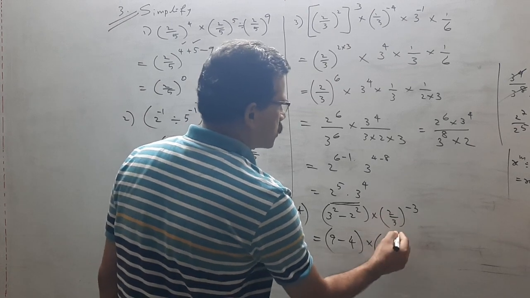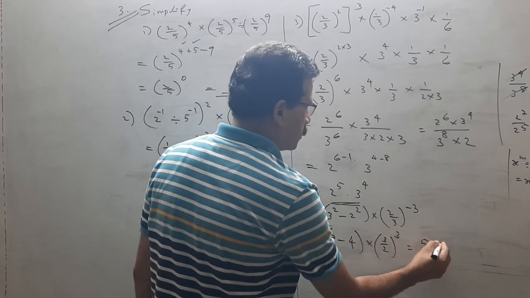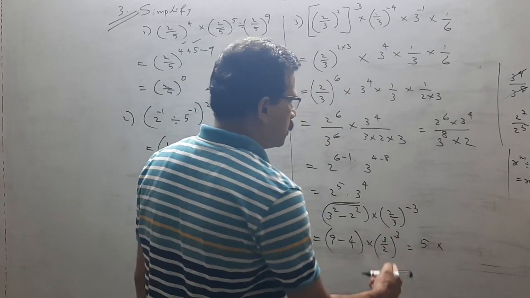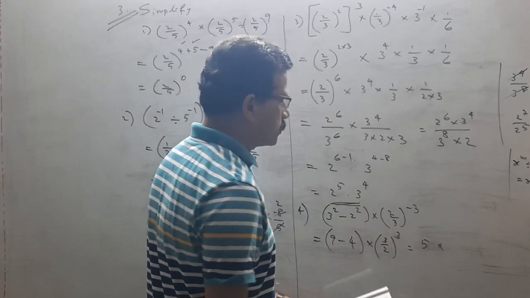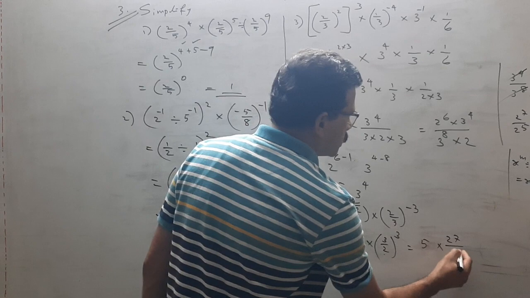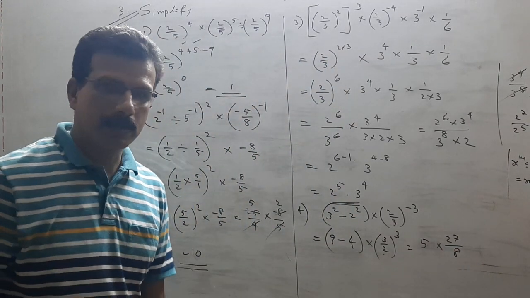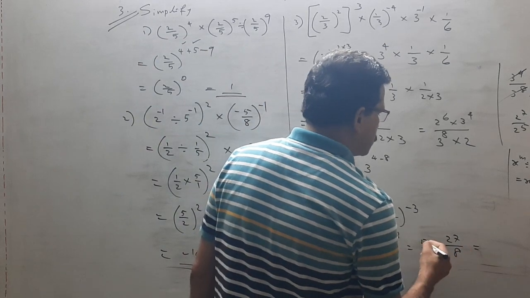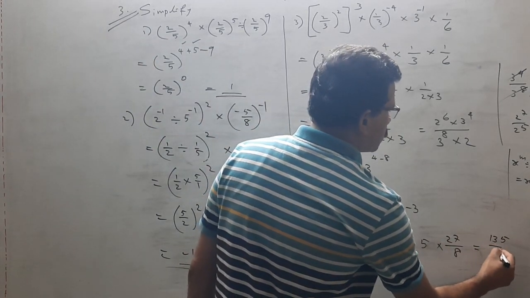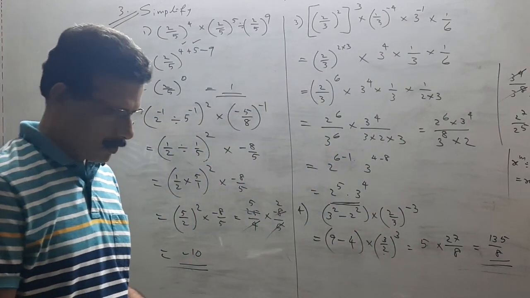3 by 2 to the power 3. 9 minus 4 is 5 into 3 by 2 into 3 by 2 into 3 by 2. 3 into 3 into 3, 27 upon 2 into 2 into 2, 8. Question is to simplify only, so we can multiply and leave it as answer. 135 upon 8 answer. Okay.